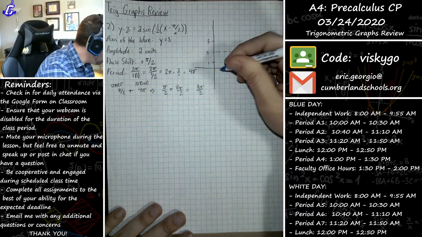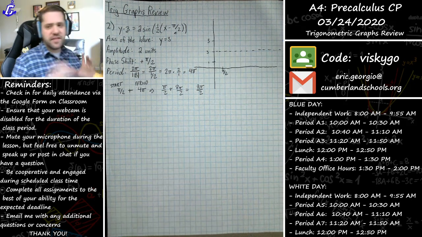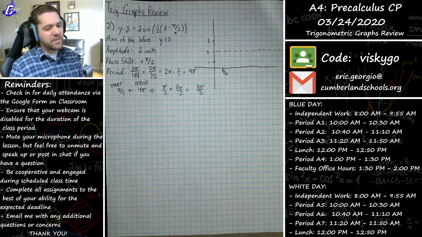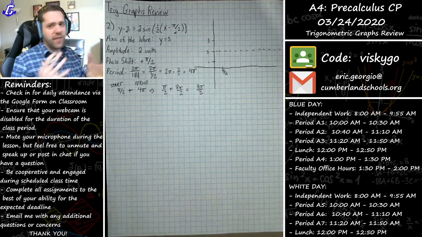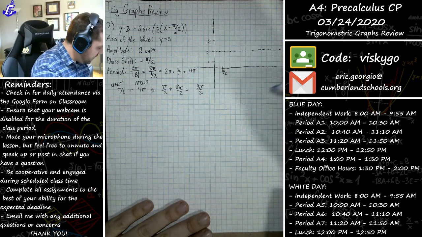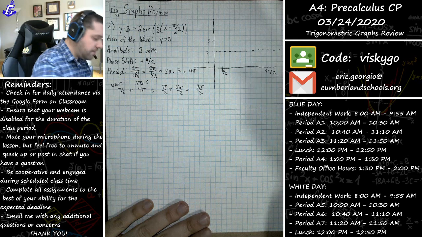Our starting position, we already stated, is pi over 2. Again, the scaling on the x-axis is not particularly important. What is important is that you label your coordinates. So that's what provides that scale. You label your values. I'm starting at pi over 2. I'm ending at 9 pi over 2.